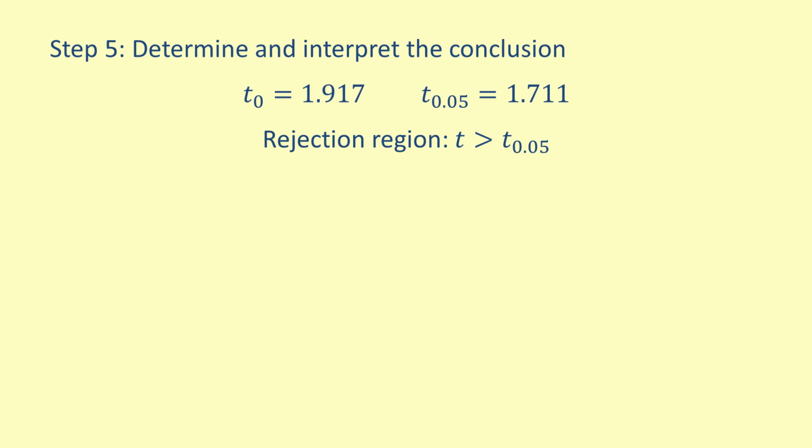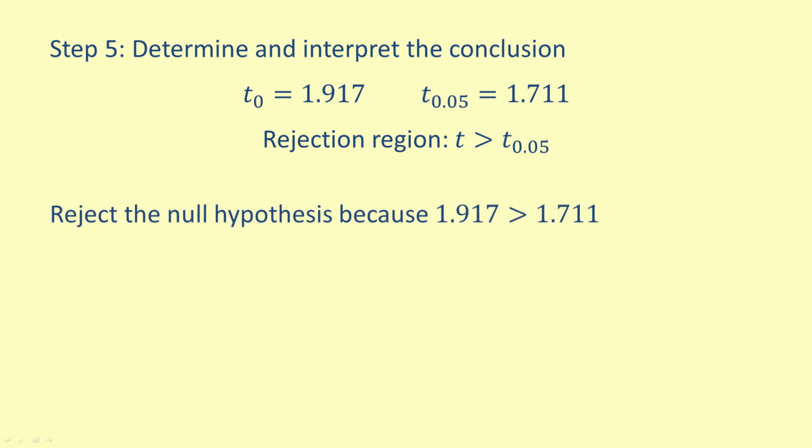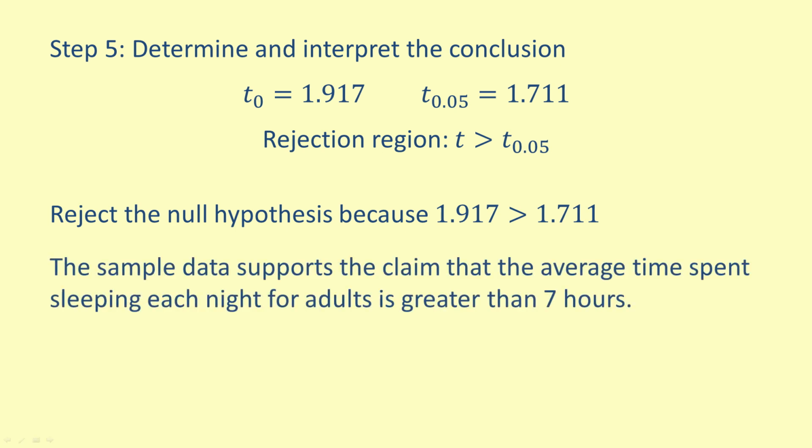Now we are ready to determine the conclusion for the hypothesis test. The test statistic is 1.917, the critical value is 1.711, and the rejection region is t is greater than t sub 0.05. Therefore, we should reject the null hypothesis. In the context of the given problem, that means there is sufficient evidence to support the claim that the mean sleep time for adults is greater than 7 hours.